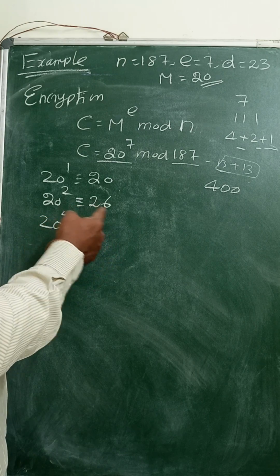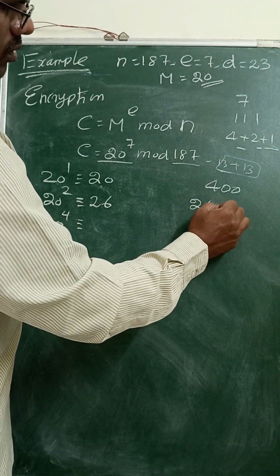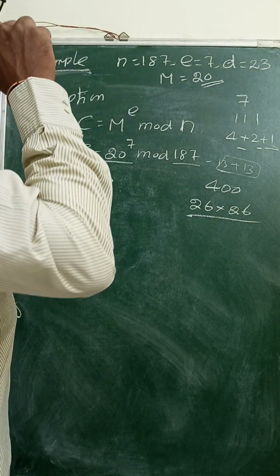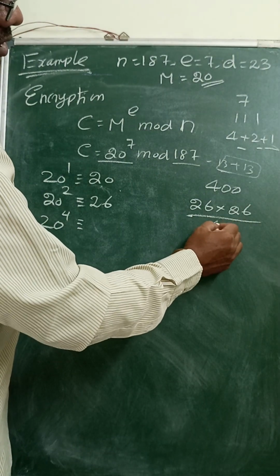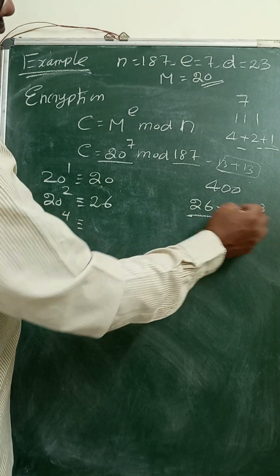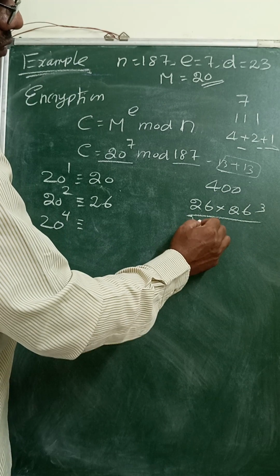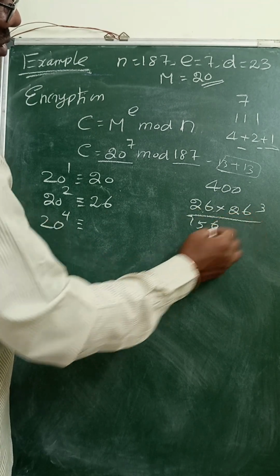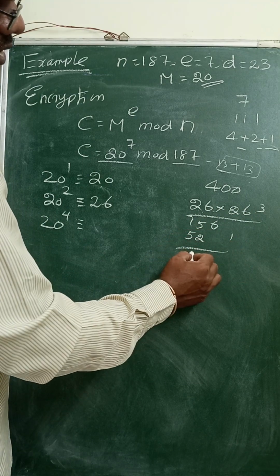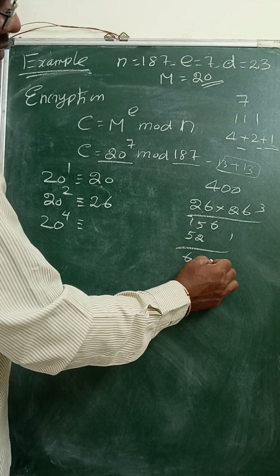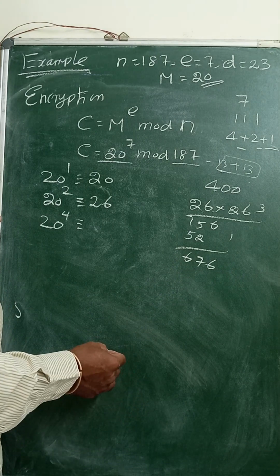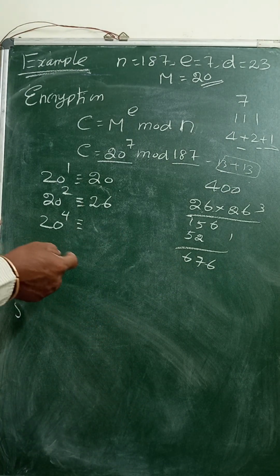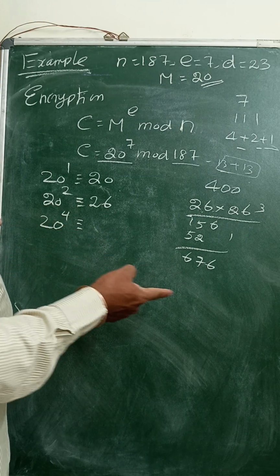After that, 20 power of 4 will be there. 26 and 26 are to be multiplied. 6 sixes are 36, balance 3 carried. 2 sixes are 12 plus 3 equals 15. Then 2 twos are 4 plus 1 is 5. So we got the value 676.